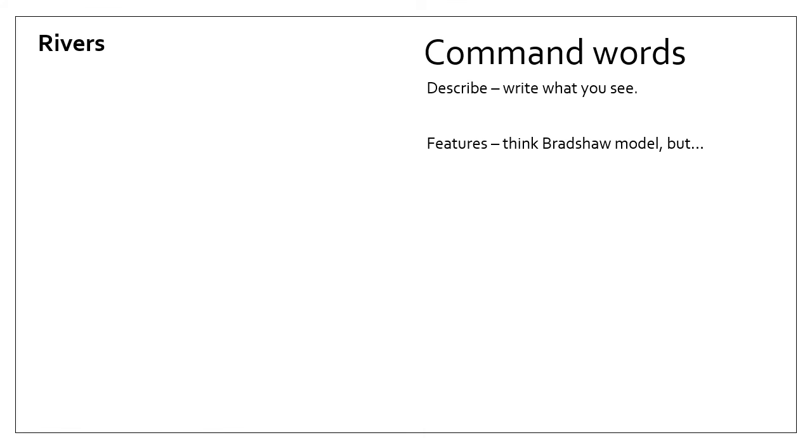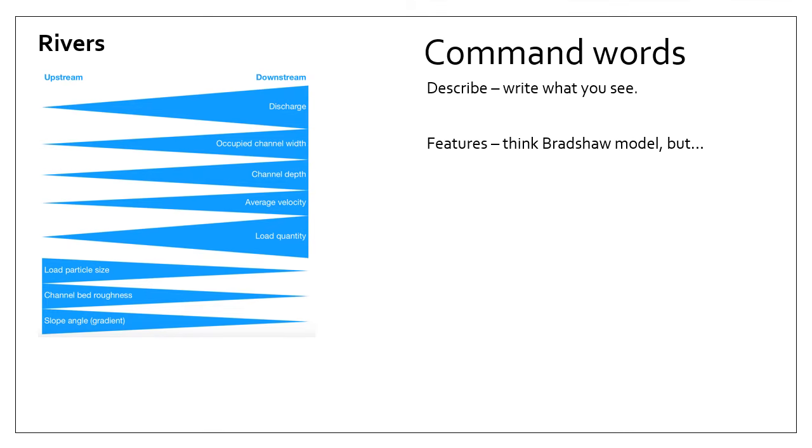So, what do you mean by natural features of a river? Remember, describe is what you can see. So, think about the geographical theory that might help you to explain this. One of them is the Bradshaw model. And think about everything that you can see.